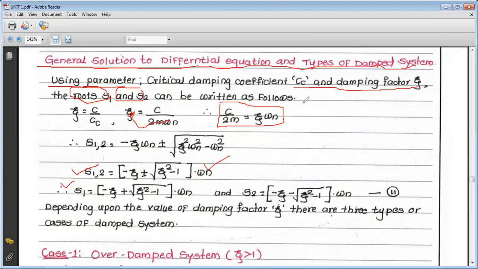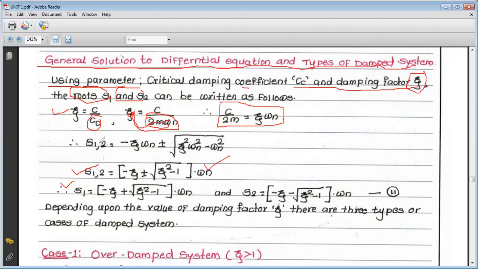So I will revise this. We have seen two factors: the critical damping coefficient and the damping factor. We know that zeta, the damping factor, is equal to C upon Cc, and the formula for Cc is 2m omega n. Now this omega n goes to this side, so we get zeta omega n is equal to C upon 2m.